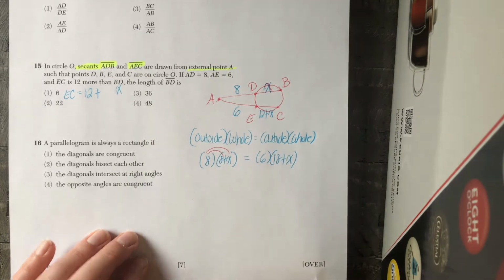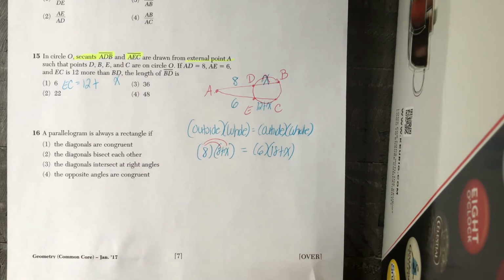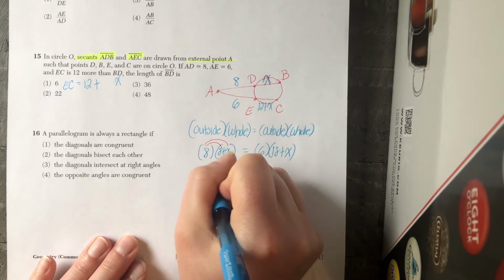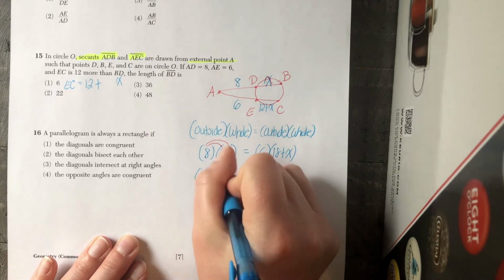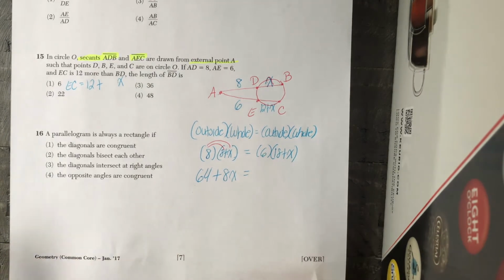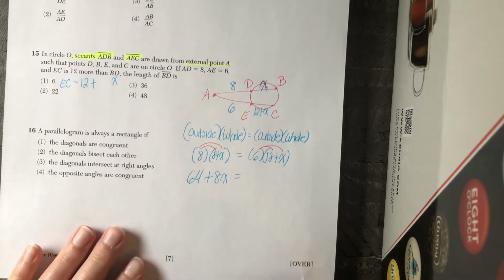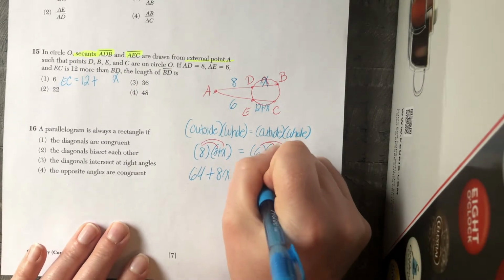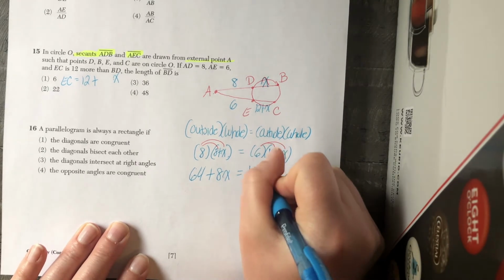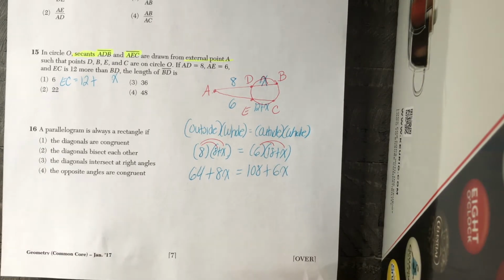And now I'm going to go ahead and distribute so that I can solve this question. So I'm going to distribute 8 to 8 plus X. So I get 8 times 8 is 64 plus 8 times X is 8X equals, I'm going to do the same thing on the other side. I'm going to distribute. I know that 6 times 18 is 108. And I know that 6 times X is just 6X.